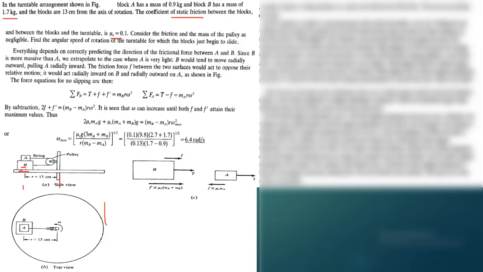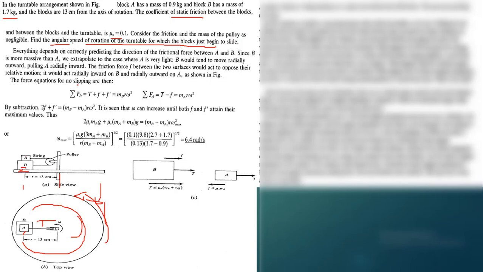Okay, so remember that you are having this arrangement here. So this is a platform, as he has simplified here. This platform is rotating going there. So you are having those bodies connected and they are moving going there. So consider the friction and the mass of the pulley as negligible. Find the angular speed of rotation of the turntable for which the blocks just begin to slide.